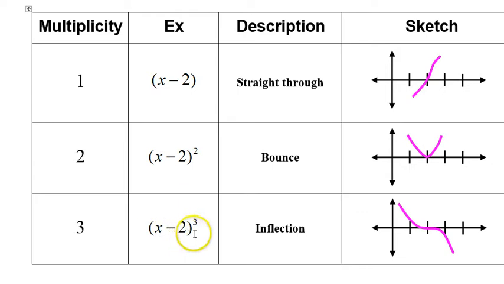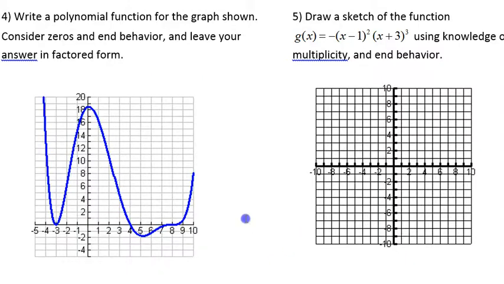And if you have a triple, multiplicity 3, then you're going to have what's called an inflection, where it sort of curves its way in and then curves out in the opposite direction. Or you could think of it as sort of flattening out and then going through. Okay, so watch out for those things.